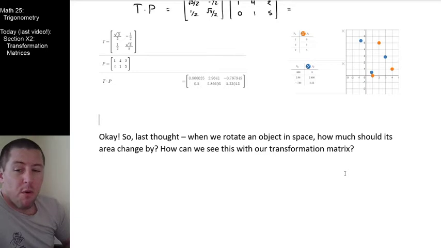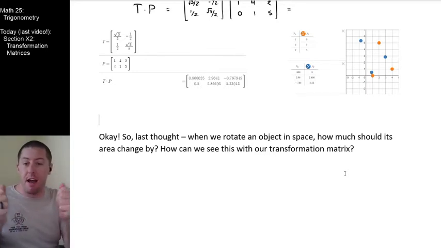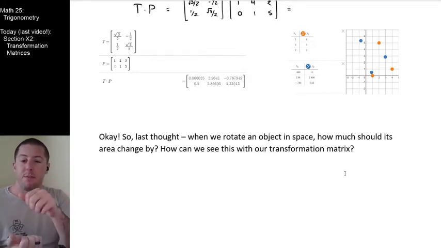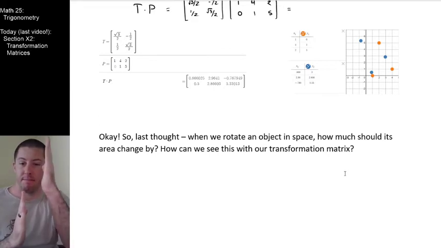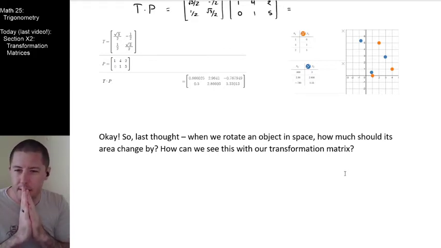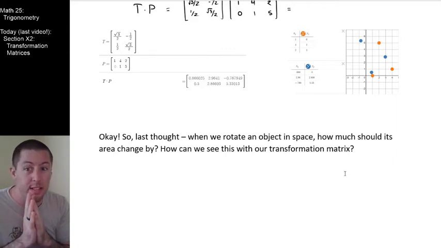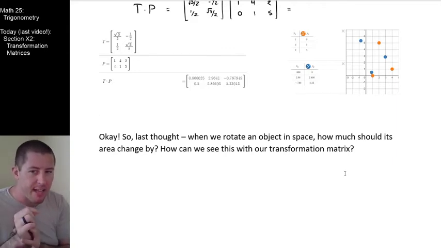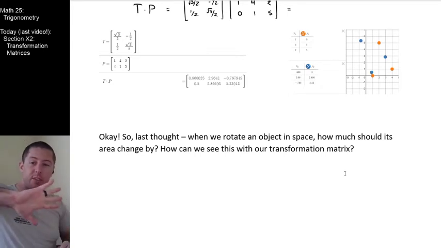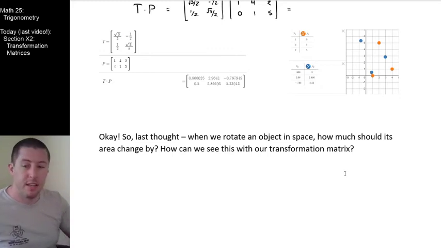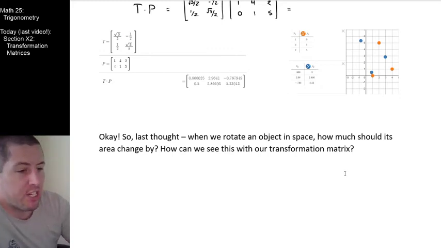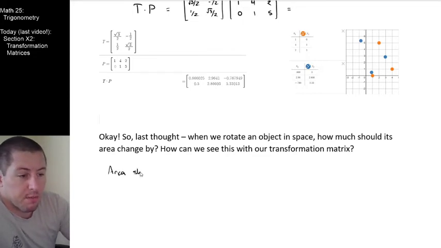So when we performed a stretching, our area obviously changed. When we performed a shearing, I don't know, did our area change? Maybe our area doesn't change with the shearing. That's actually interesting. But what I specifically want to ask about is rotations. You should notice that a rotation isn't changing the size of the object at all. It's just moving where it's located in space. So what I think is that the area shouldn't change at all. How can we see that with its transformation matrix in general? Area shouldn't change at all.